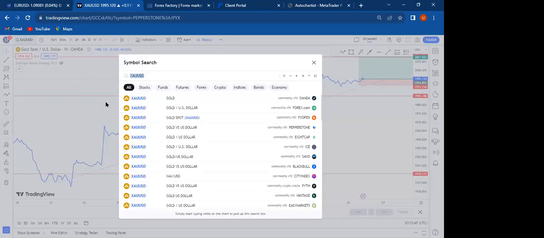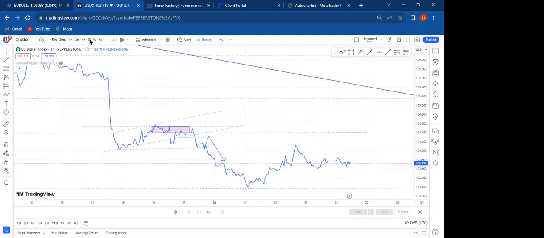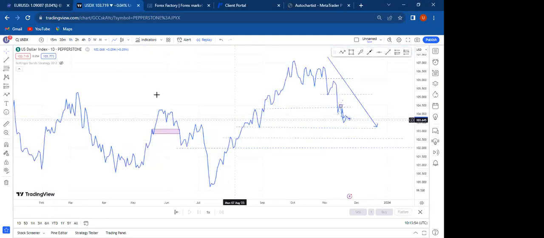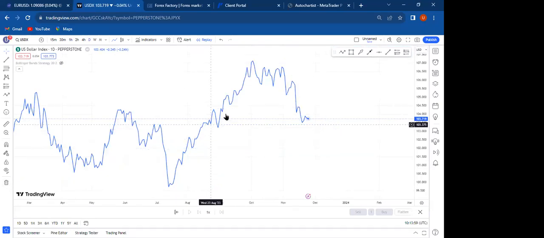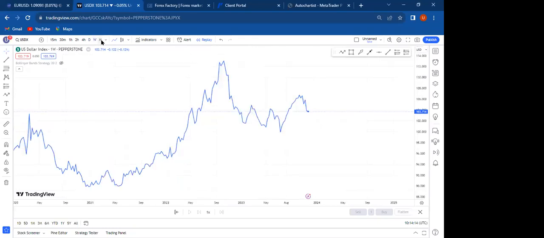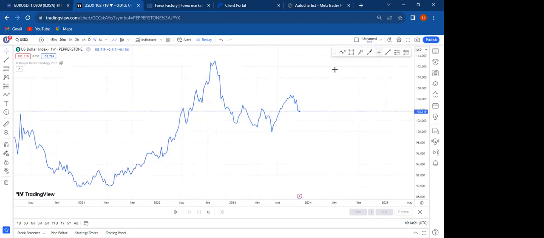So let's look at USDX very fast to see what we are anticipating in the market. I'm going to clean all this. Okay, so what are we looking at? We're still looking at the storyline. The storyline is still bearish, right? So we are still bearish on dollar.